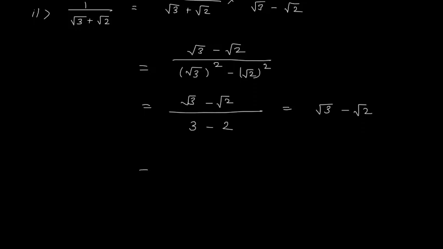Now the value of root 3 is 1.732 minus the value of root 2, which is 1.414. Now 2 minus 4, I cannot subtract, so I will carry. So 12 minus 4 is 8, 2 minus 1 is 1, 7 minus 4 is 3 and 1 minus 1 is 0. So this becomes 0.318. So the value of 1 upon root 3 plus root 2 is 0.318.